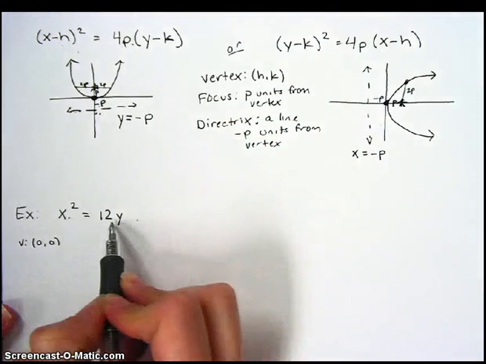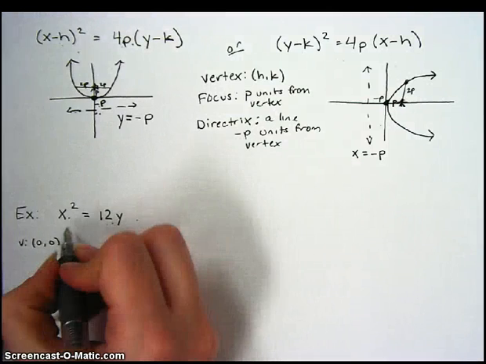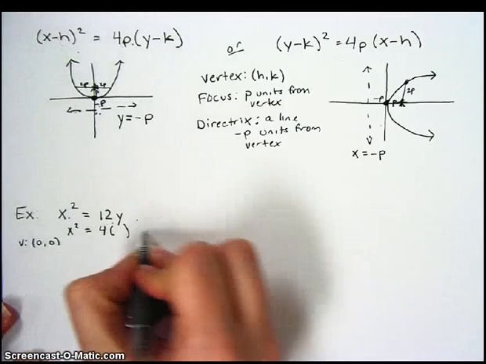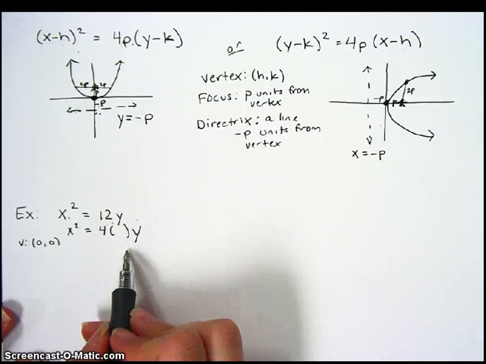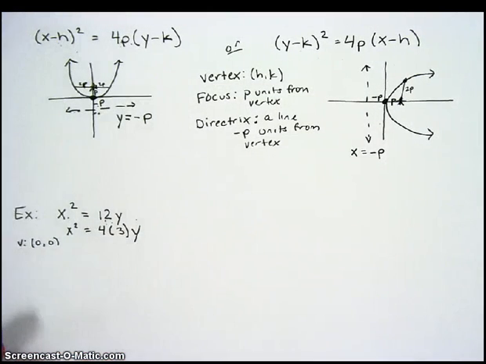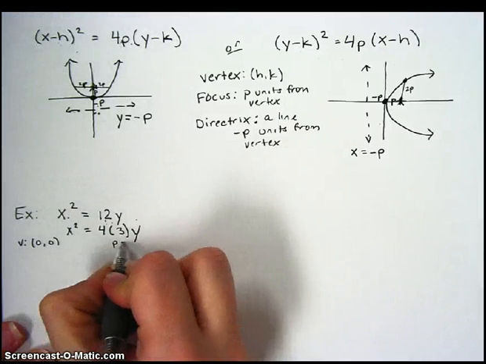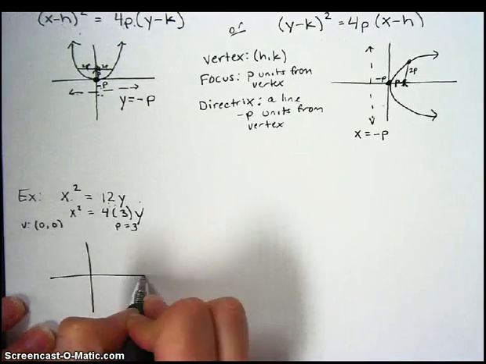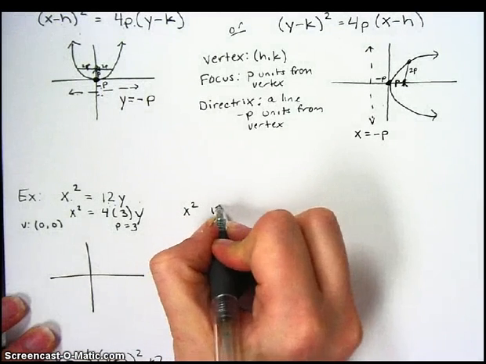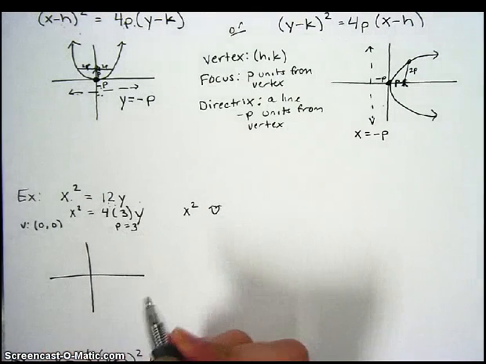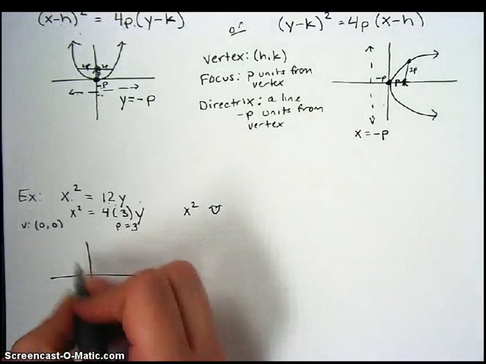So we've got our squared term, we need to rewrite this as 4p times y. So we're going to have 4 times whatever our p is, times y. They have to be equal to each other. So in order to get 12, 4 times 3 is 12. That lets me know that my p value is equal to positive 3. So when we go and graph this, x is squared, so it's going to open up or down. We're going to say it opens up. The only way it would open down is if we had a negative p value, which we'll see when we do our assignment. So my vertex is at (0, 0).